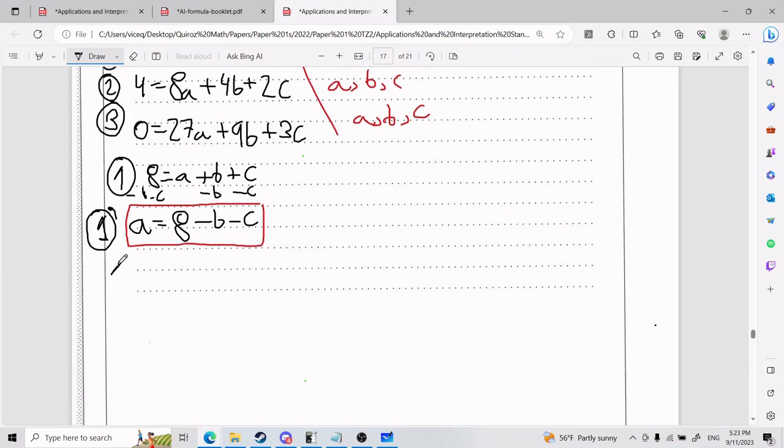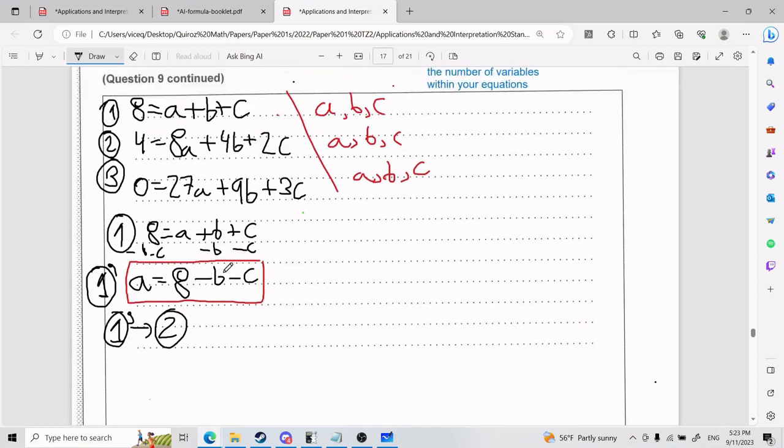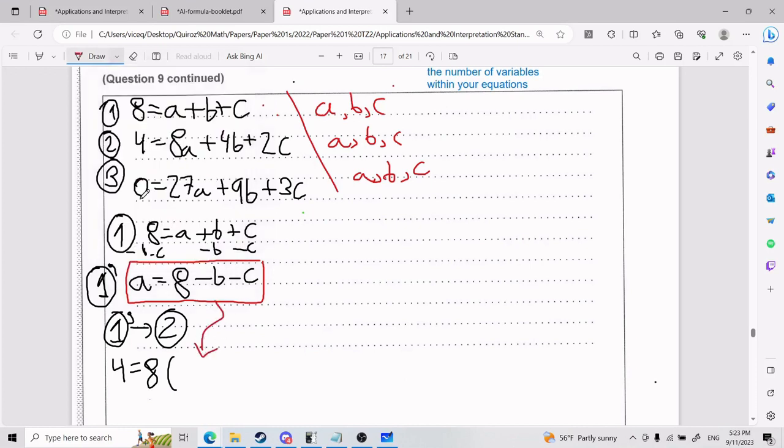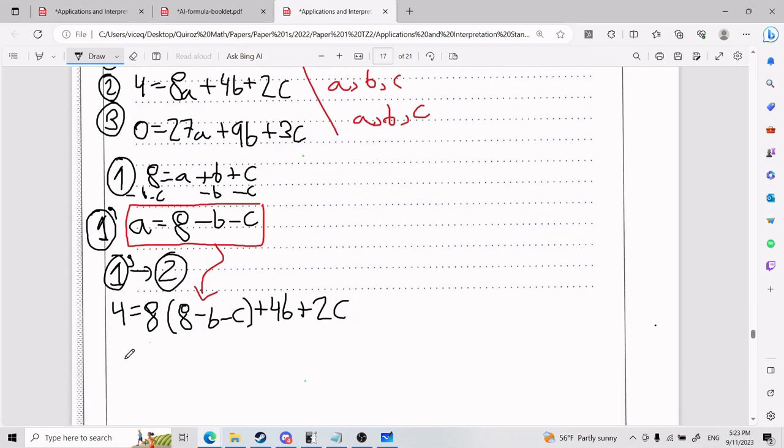So I'm going to go ahead and plug in 1 prime into the second one. So you plug in 1 prime into the second one, you're going to have 4 equals 8a. Now we know that a from substitution, from 1 prime, is this. So 8a is going to be 8 minus b minus c plus 4b plus 2c. And I know this looks kind of nasty, but trust the process. It's going to work out.